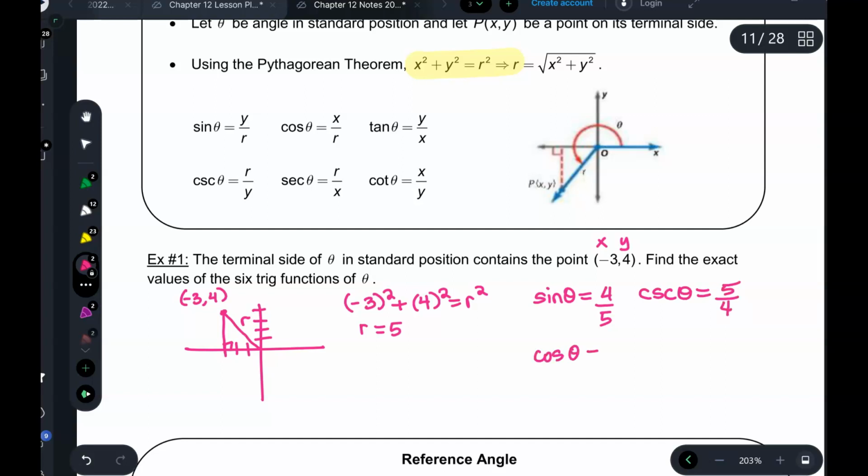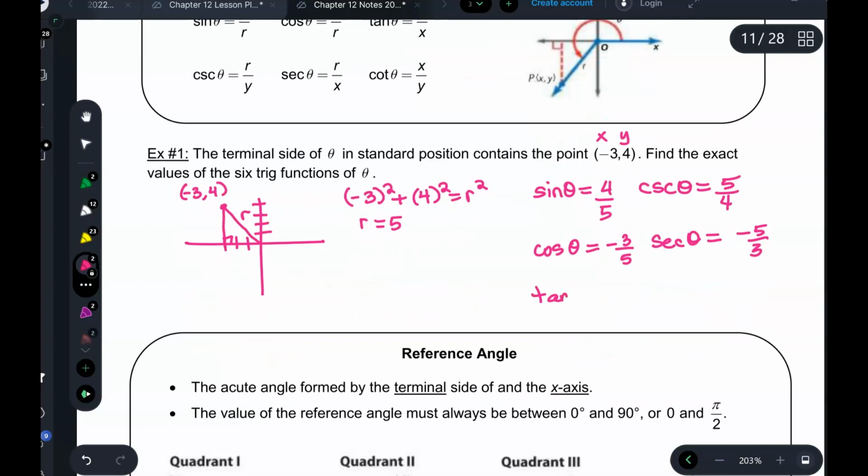Cosine. This is x over r. Our x coordinate is -3, so it'll be -3 over 5. And now the secant is -5/3.